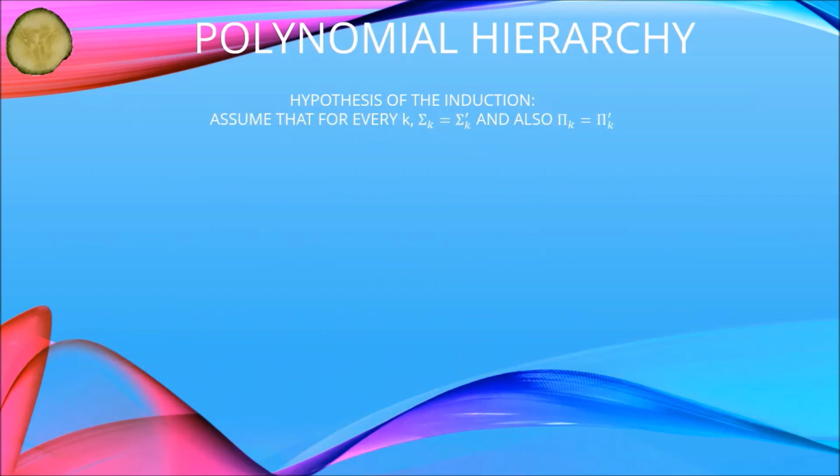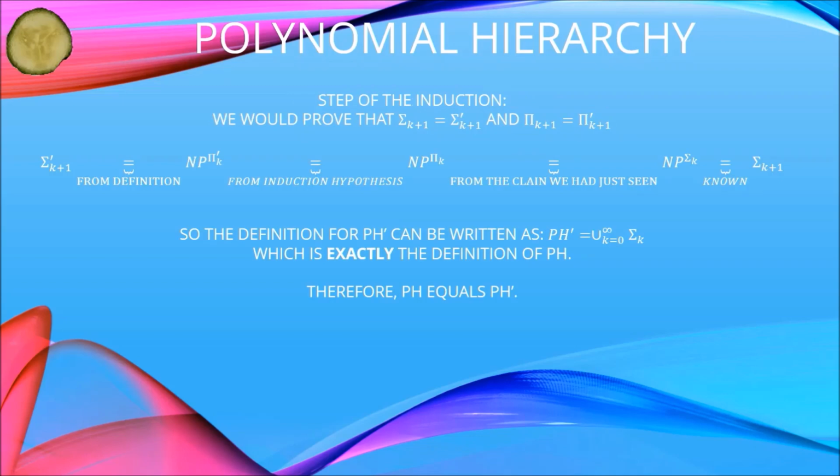Hypothesis of the induction. Assume that for every k, Σk equals Σk' and also Πk equals Πk'. Step of the induction. We would prove that Σk+1 equals Σk+1' and Πk+1 equals Πk+1'. So Σk+1' equals NP^Πk' from definition, and it equals NP^Πk from the induction hypothesis, which equals NP^Σk from the claim we had just seen, and this equals Σk+1, which is known.